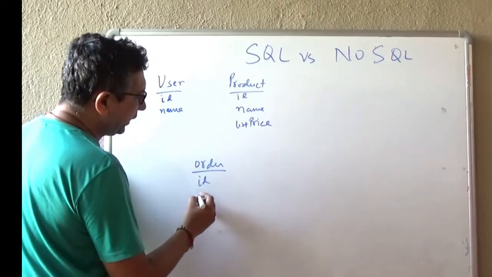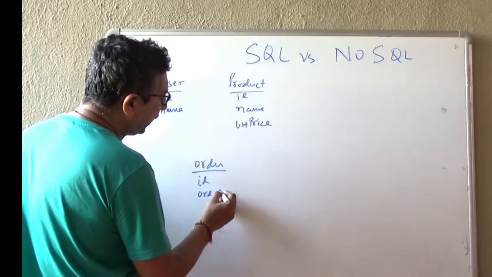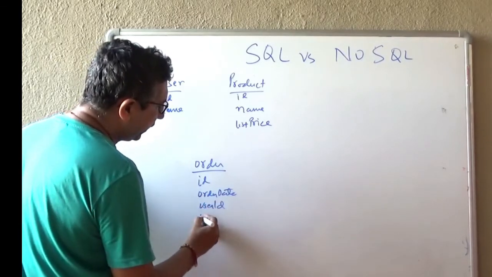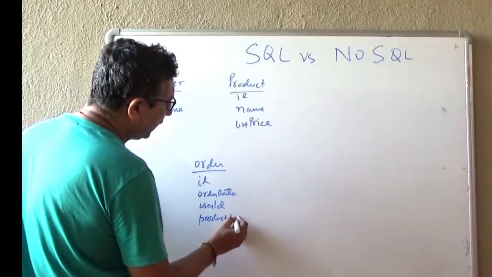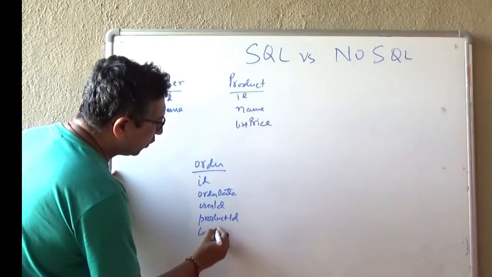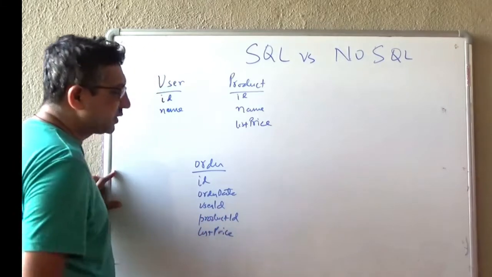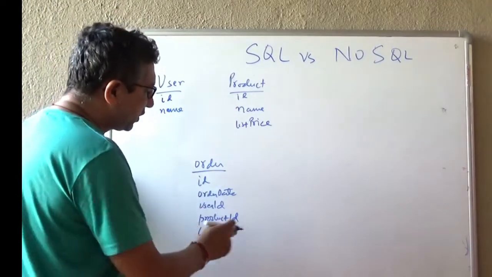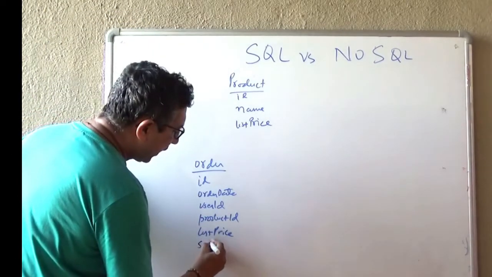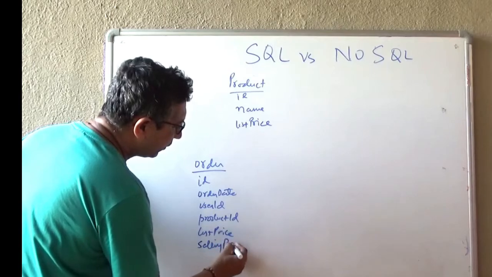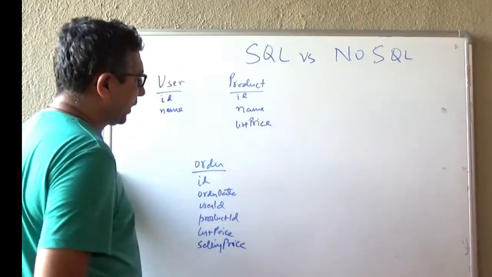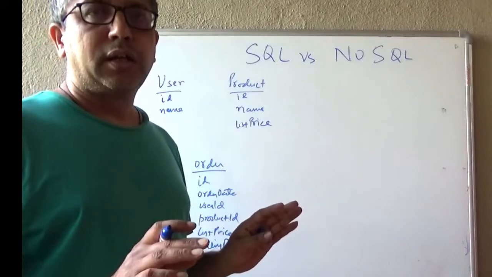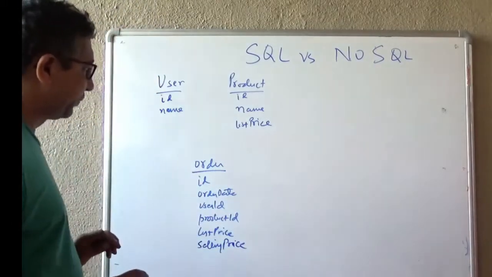again, a good idea to have an ID. We can have an order date, a foreign key to user ID, and a foreign key to product ID. We might want to keep the list price here also because the list price might keep changing. So we know what the list price was when the order was created, and then we can have the selling price. This is how a very simple SQL relational data model would look.